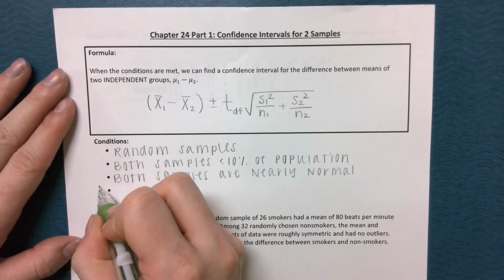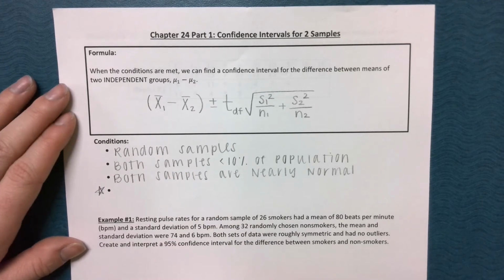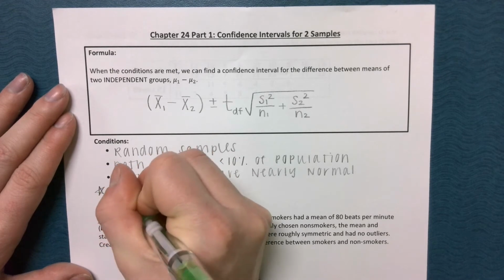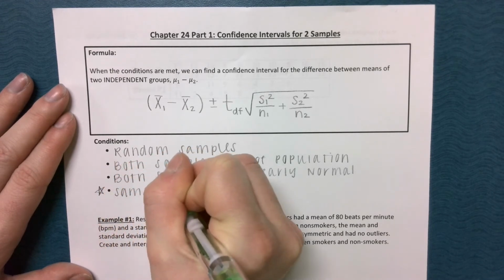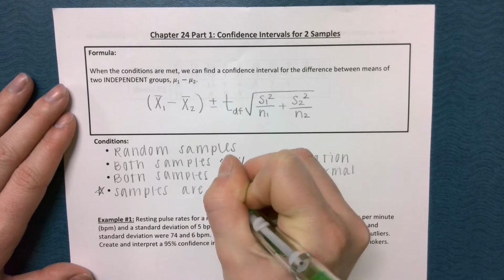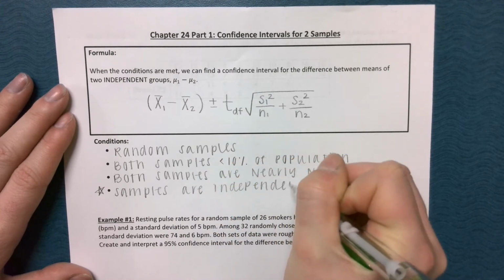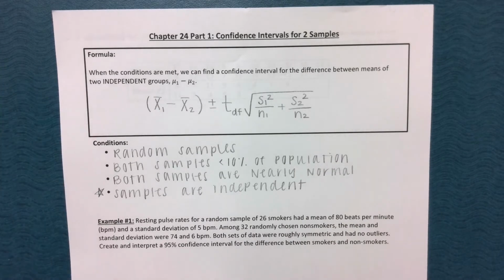Okay, the fourth condition, and this is a very, very important one, we need to make sure that the samples are independent. When you're checking this fourth condition, just make sure that it is impossible for a subject or a participant to be in both groups. You cannot be both a man and a woman at the same time, so those would definitely be independent groups.